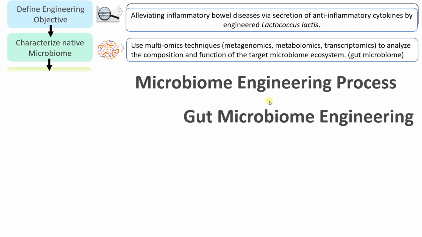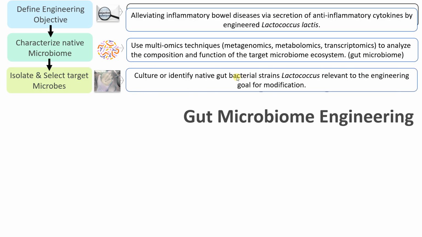Step 3 is isolate and select target microbes. So here we need to culture or identify native gut bacterial strains. Here we are using Lactococcus, relevant to the engineering goal for modification. So we'll be isolating Lactococcus from the gut microbiome.